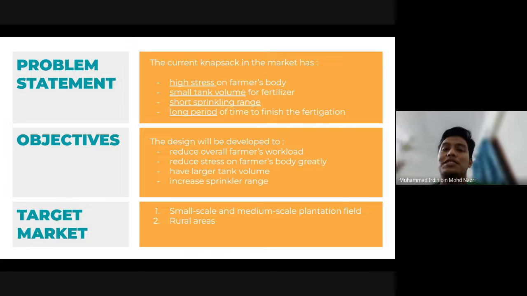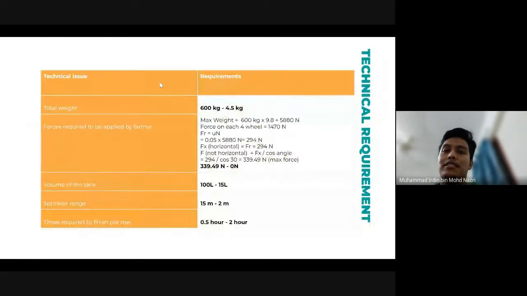Our objective for this design is to reduce overall farmer workload. Then we would like to reduce the stress on farmer's body. Next, we would like to build a larger tank volume and increase the sprinkler range. Our target market is small scale and medium scale plantation field. We also target rural areas. Okay, next.